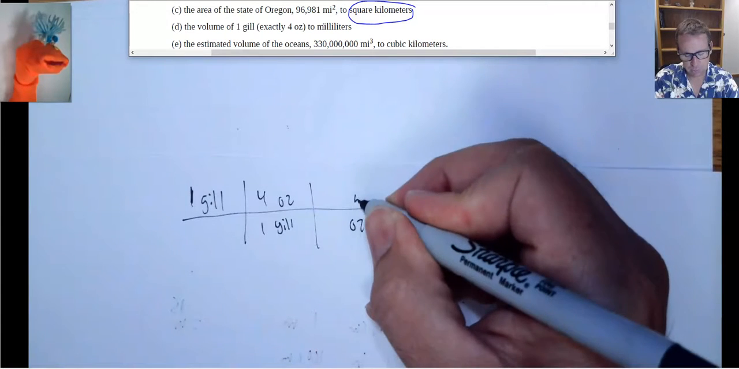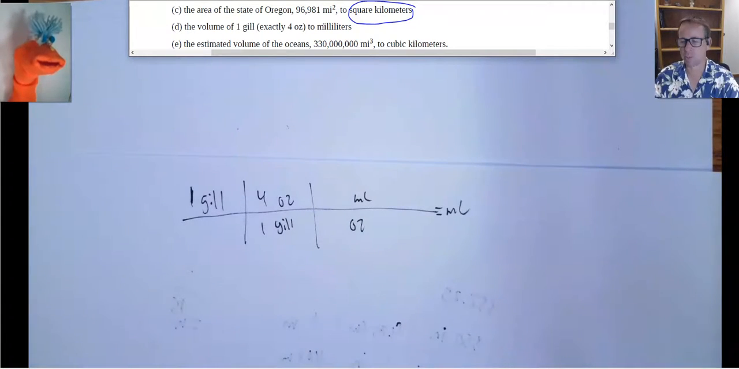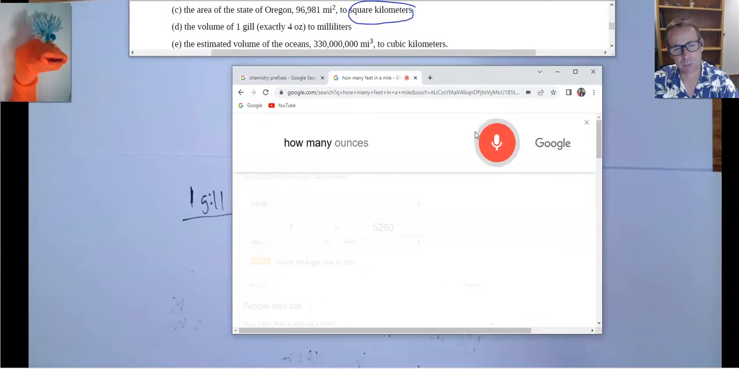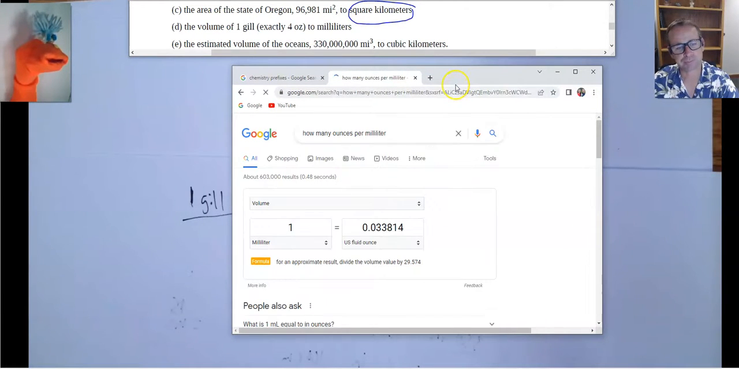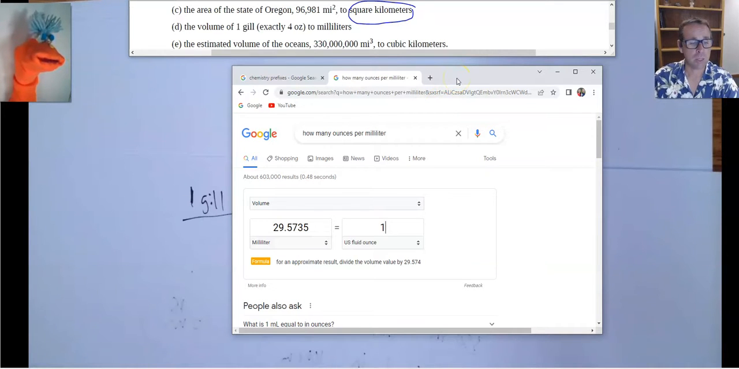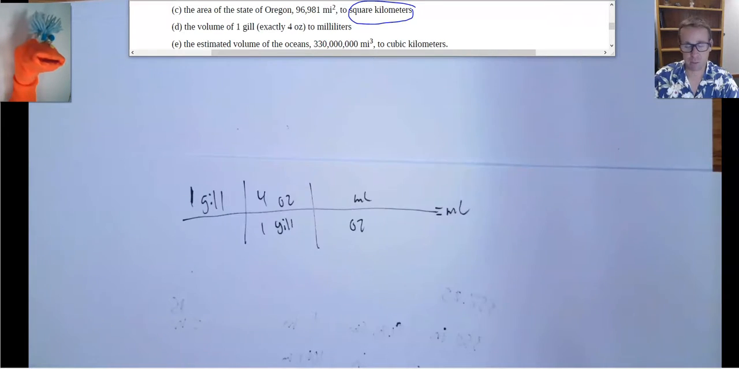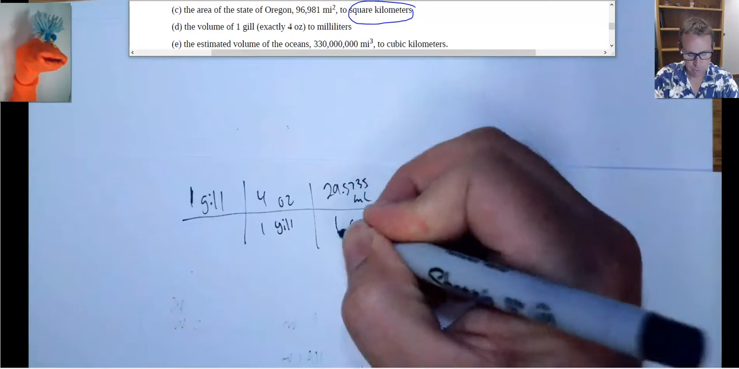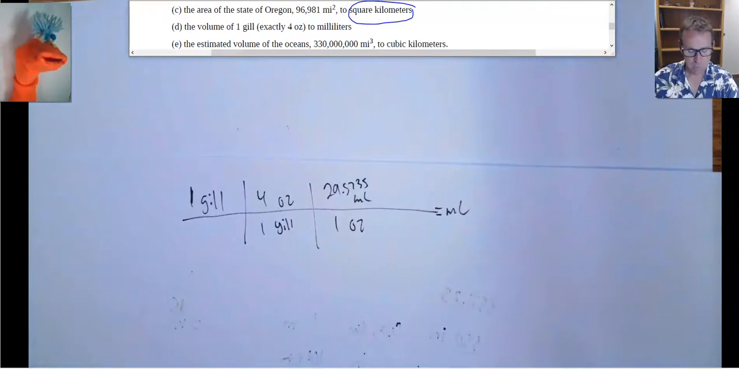And then how many ounces for a milliliter? Oh, I can't remember. Let's look that up. How many ounces per milliliter? 1 milliliter is equivalent to 0.0338 fluid ounces. So I'll put the 1 on that side, to give us larger than 1 numbers. 1 ounce is 29.5735 milliliters for every ounce. Okay, we should be there.